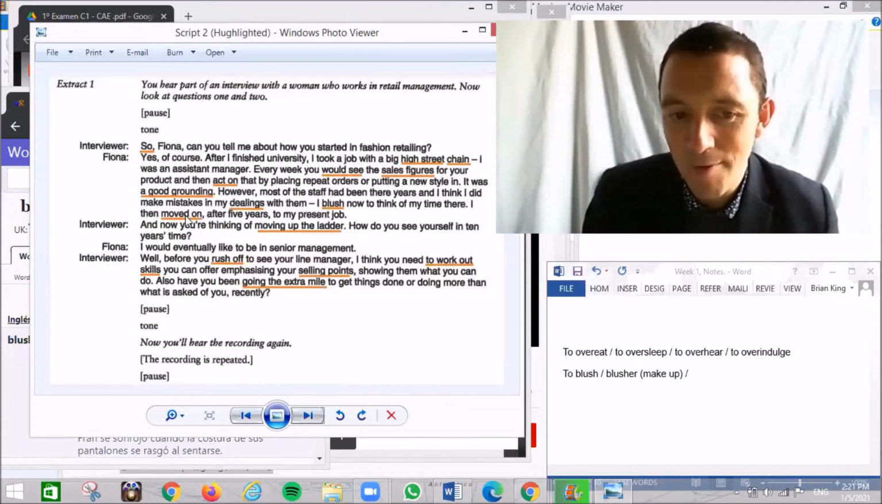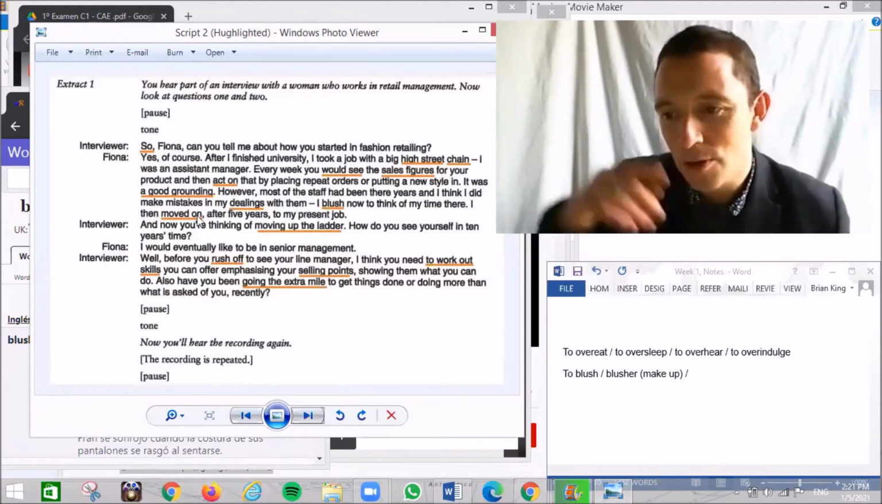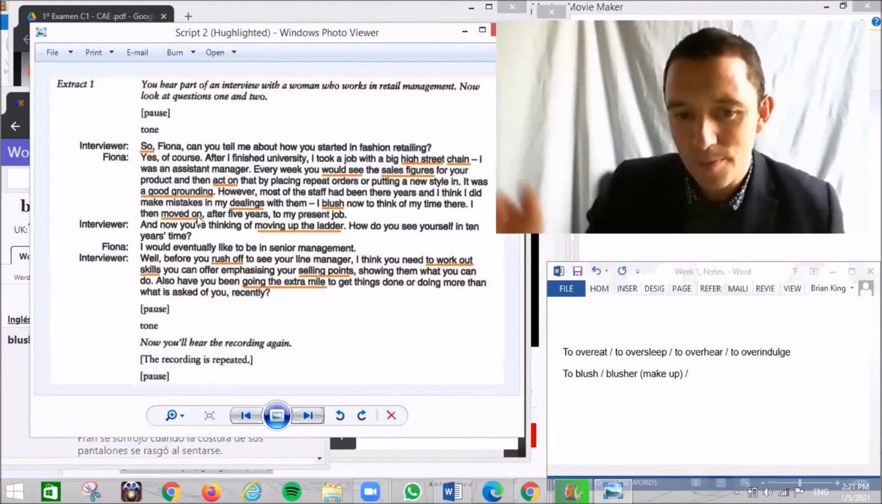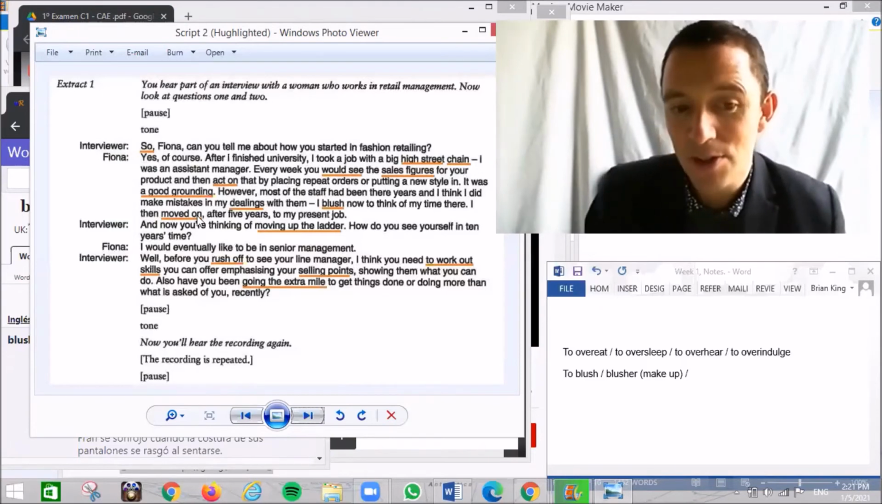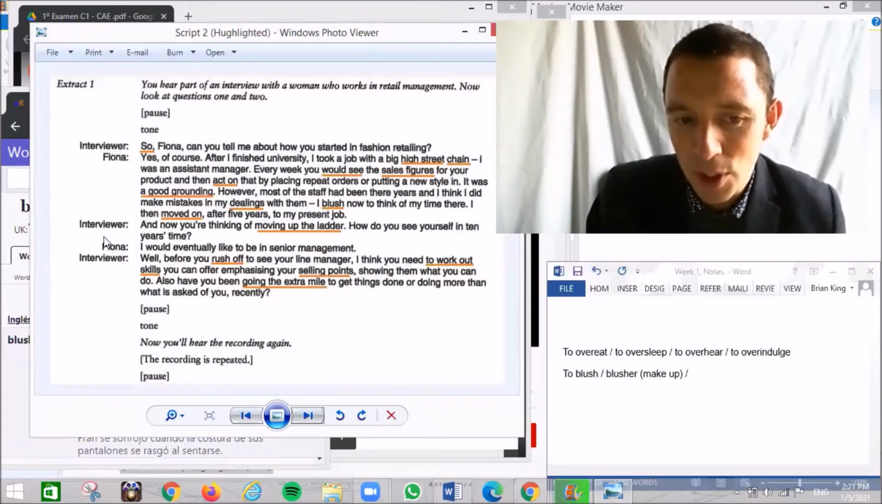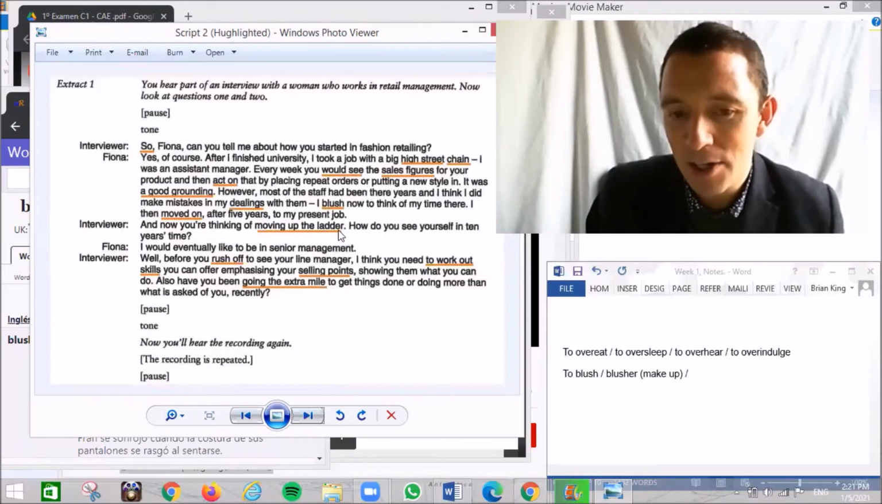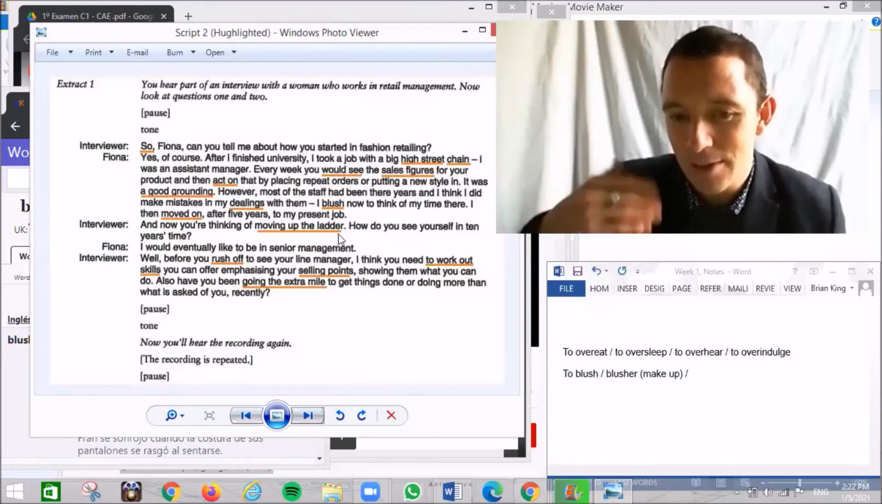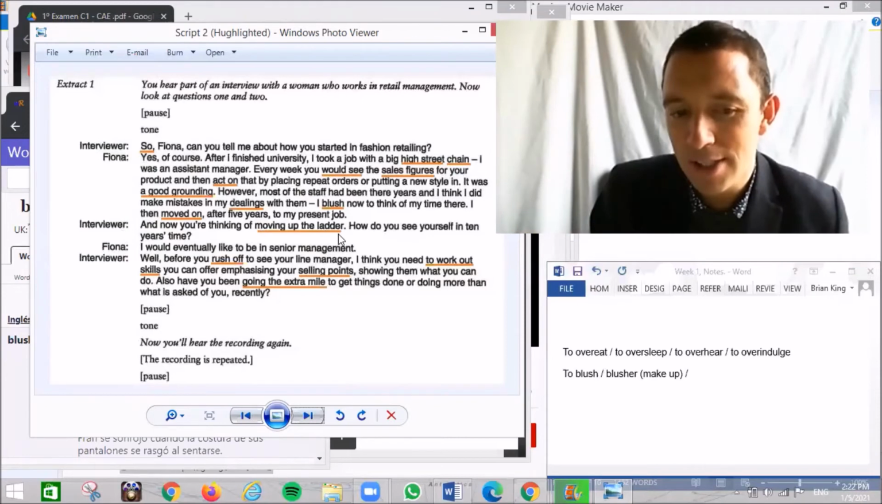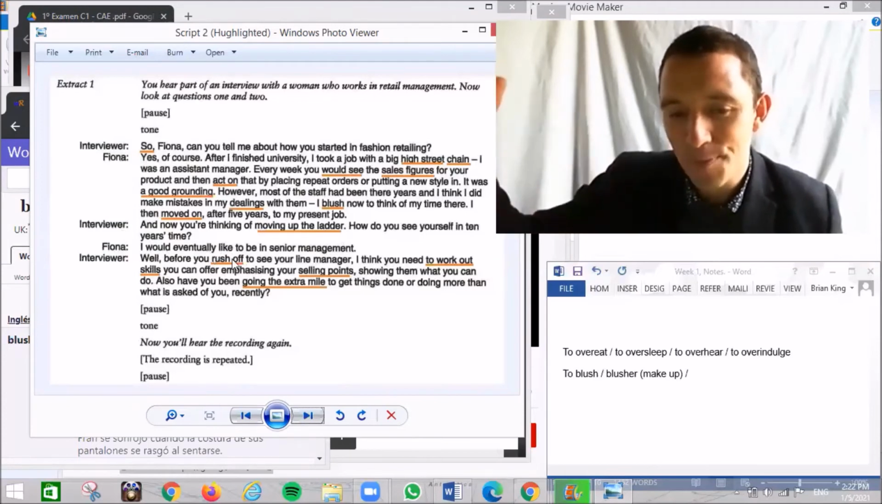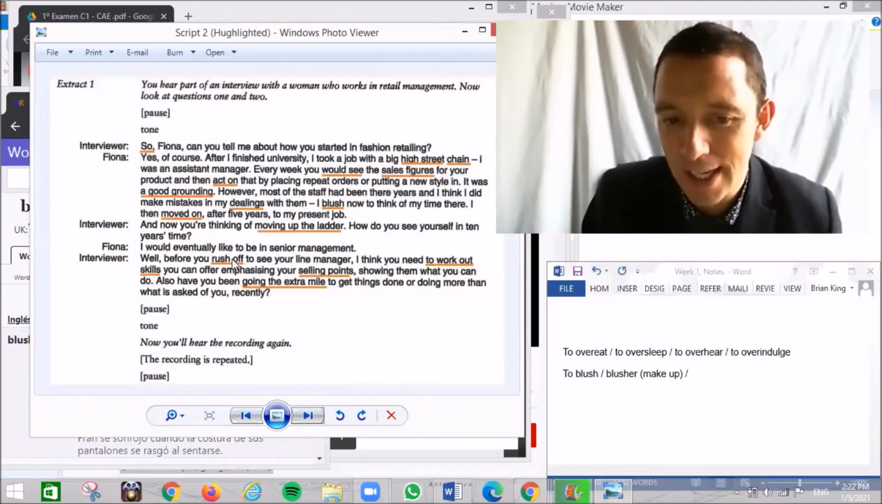It's just more emphasis. In the future, you continued your career, to continue. Really just emphasis, to continue. And then after 5 years to my present job. And the interviewer, so ER is the person who's asking the questions. Moving up the ladder, a very good expression, to climb the ladder in relation to professional work. How do you see yourself in 10 years' time? I would eventually like to be in senior management. Well, before you rush off, so rush is like prisa in Espanol. Rush off is like, again, to go away, but very, very quickly to see your line manager.